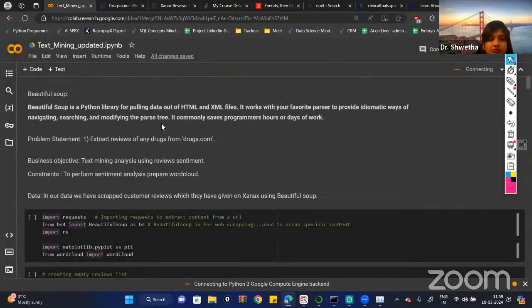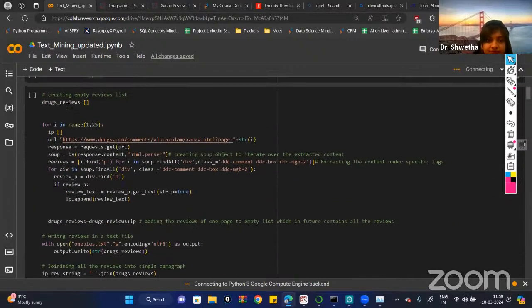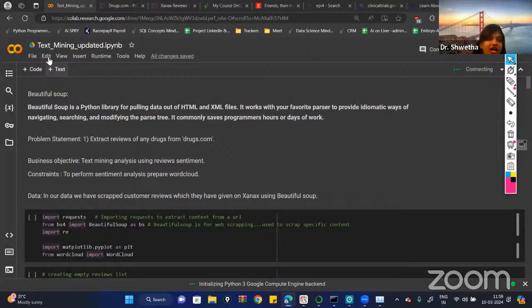So, this is the code we will be dealing with, text mining. Now, I have opened this code in Google Colab. This is another IDE we can use for writing Python code. It is very easy to use and you can do it online. You don't have to install it in your system. You can just open it in your browser and run the code.